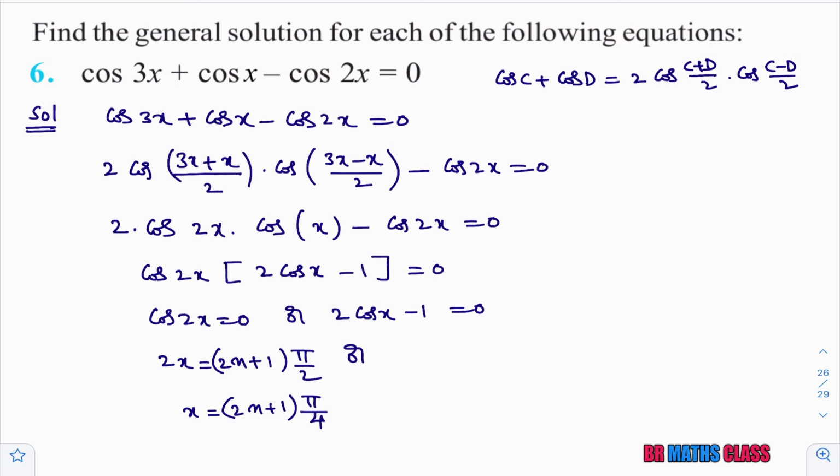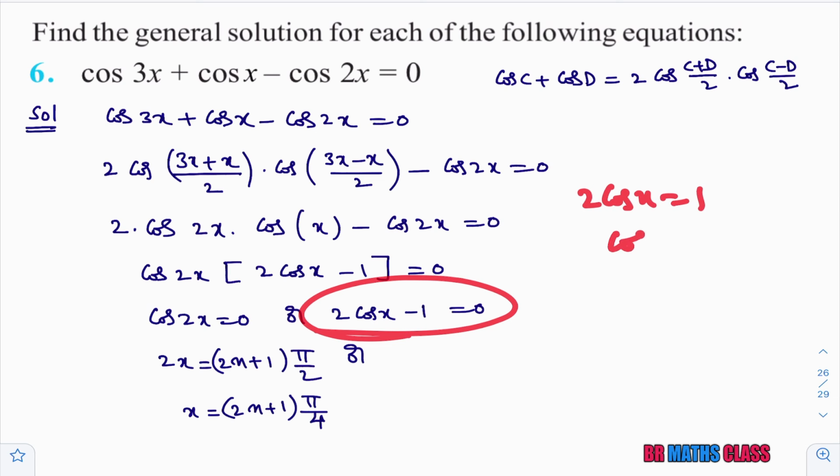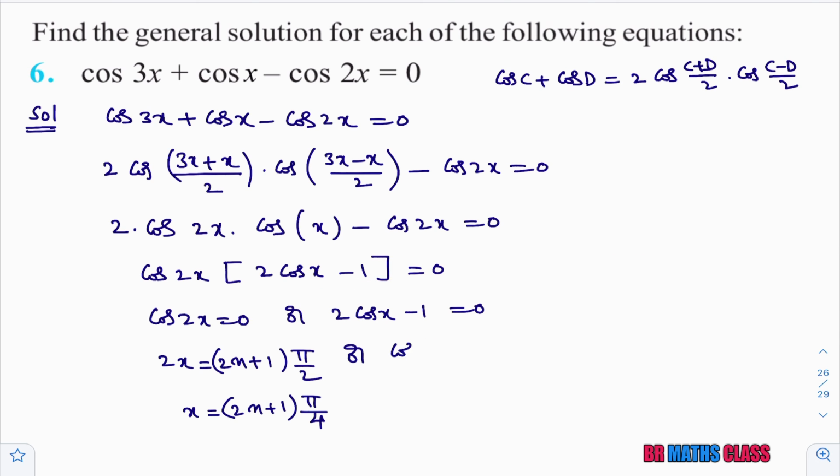Now here you observe what I got: 2 cos x minus 1 equal to 0. From this I can write 2 cos x equal to 1. What is cos x from this? Cos x equal to 1 by 2. So I'll write that cos x equal to 1 by 2. 1 by 2 can be written as cos 60 degrees. 60 degrees is pi by 3 radians, right? Cos pi by 3 is 1 by 2.